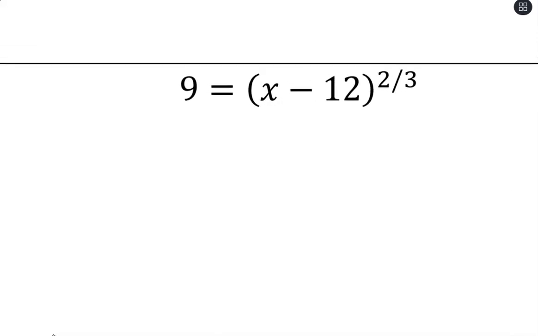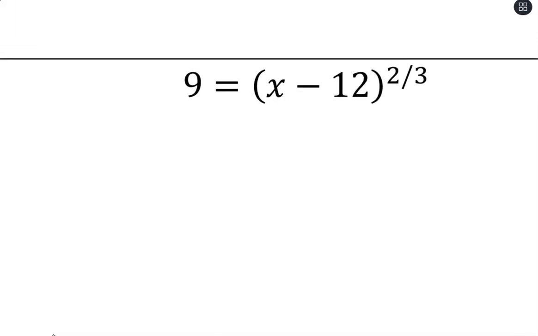Okay, so where we're going to start with this one is because our exponential piece is all alone on one side, we can go ahead and raise both sides to the reciprocal power. So at 2/3, I'm going to flip it to a 3/2 and a 3/2. Now, something that's different with this one is that our denominator here is even.